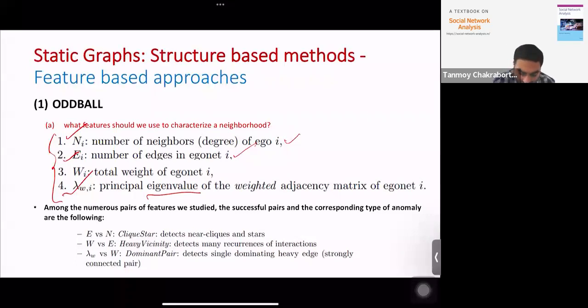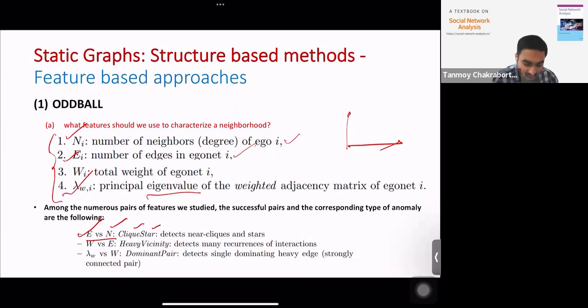Then they looked at all combinations. What they concluded, when they drew the graph of number of edges and number of nodes, with the x-axis as number of edges and the y-axis as number of nodes, or vice versa, is that if these two features are used comparatively, if you look at the growth of E with respect to N, or N with respect to E, this should be able to identify the clique structure and the star structure.